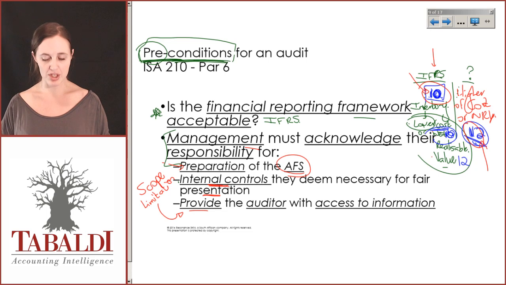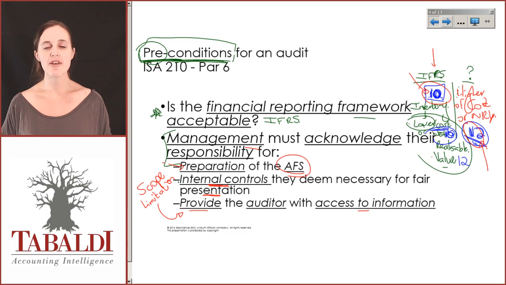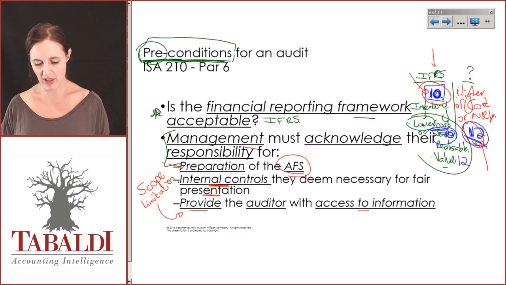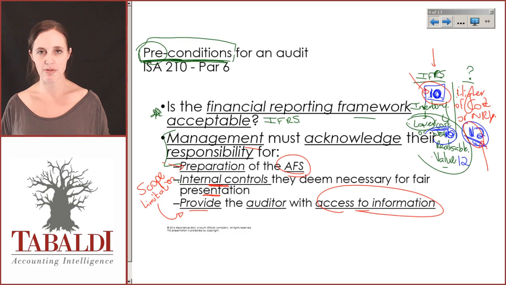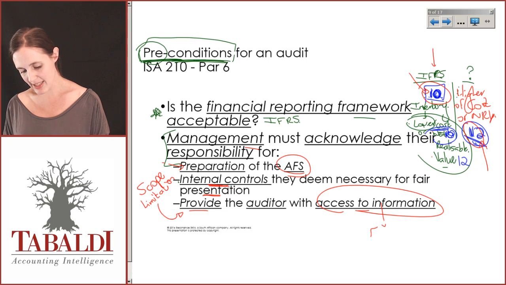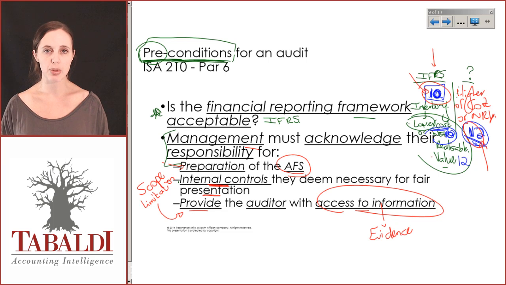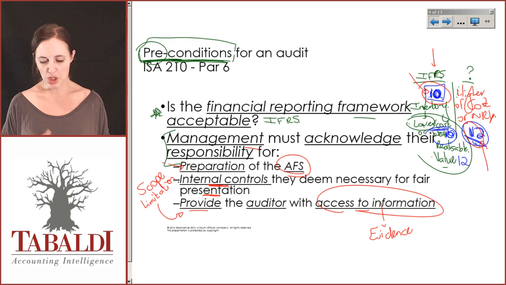And they must provide the auditor with access to information. If I'm required to audit this company, and to take information and assess the fair presentation of their financials, I'm going to need information because, remember, I need evidence. If I don't have evidence, I can't express an opinion. If I don't get evidence, I'm stuck. I cannot express an opinion, which means you've just made my life very difficult.